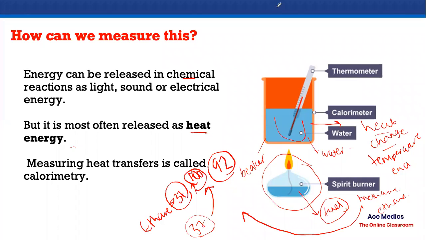What do we think? Ethane, excellent. Why is it ethane? Because there is a bigger energy difference, a bigger temperature difference here, isn't there? So it's heating up the water way more than methane is. So ethane will be a better fuel.